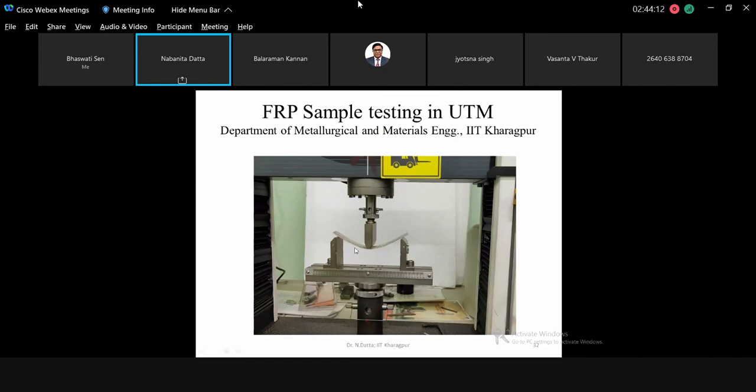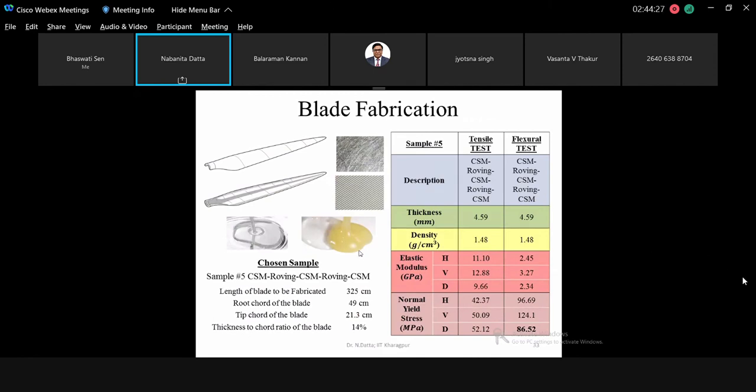We have tested several of these FRP samples to choose the most optimal one for our strength and vibration conditions, which will withstand our conditions here. So this is a photo from the Metallurgical and Materials Engineering department. The blade fabrication process will be with the help of chop strand mat, CSM, woven mat, etc. So 5 layers of these FRP mats will be used, and they will be cast together with resin and hardeners.